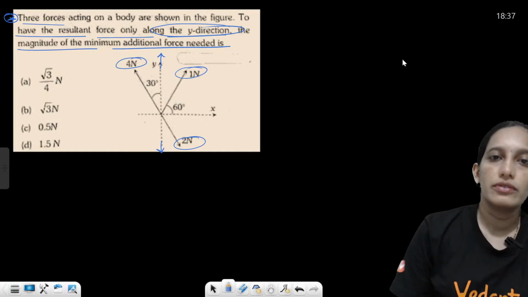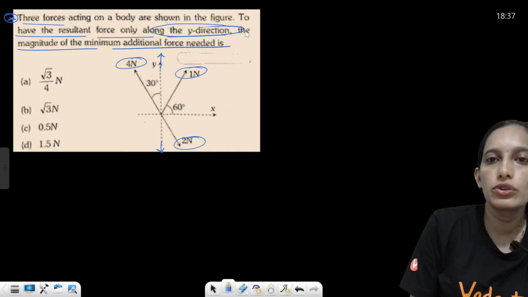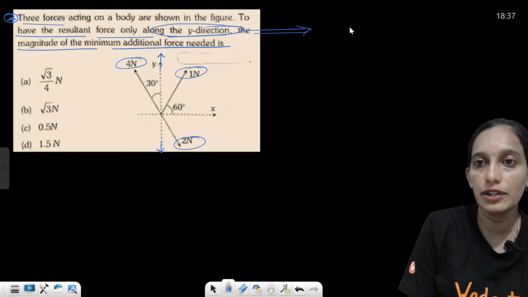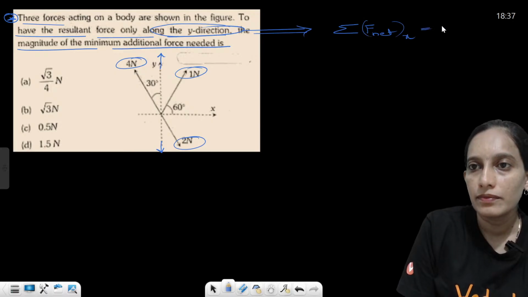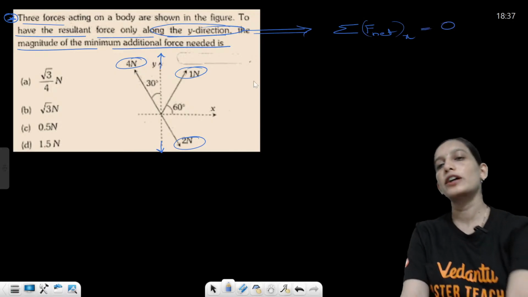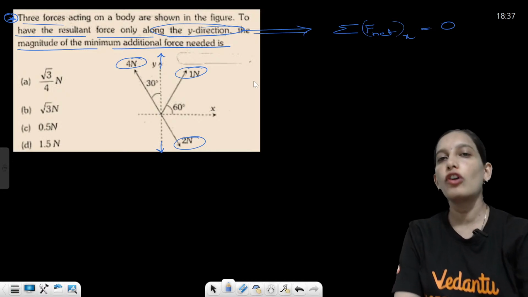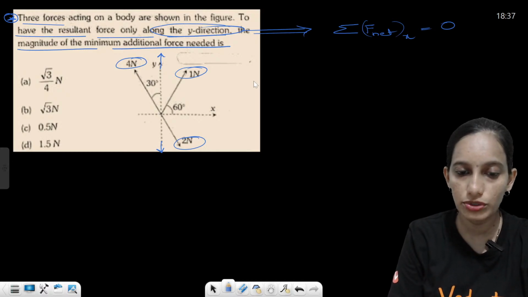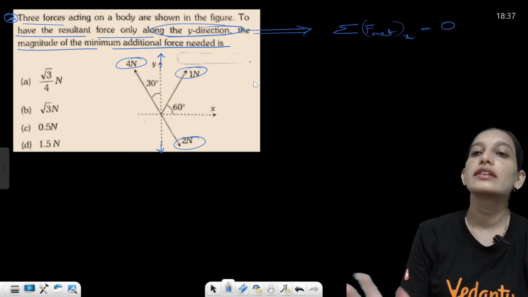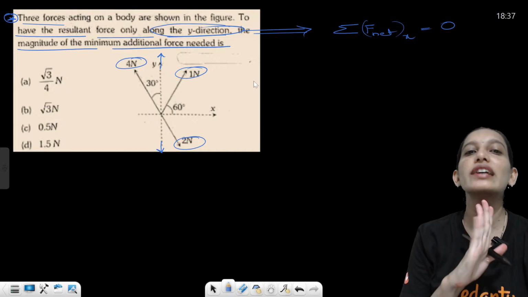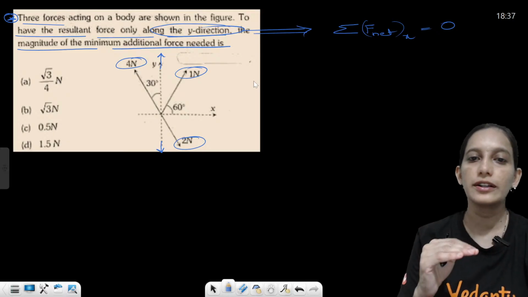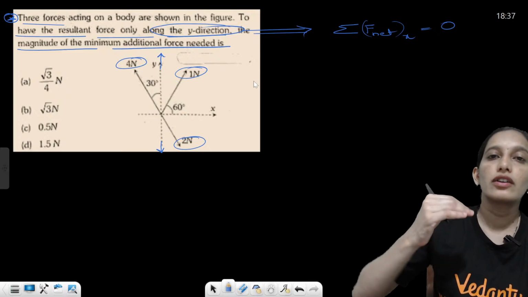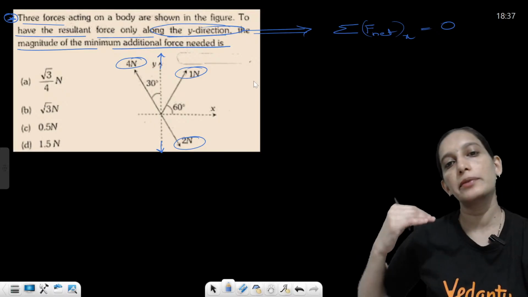Okay, so if the resultant force should be only along y direction, the net force along x axis must be equal to 0. Do you agree? The net force along x axis must be equal to 0, only then the resultant force will be acting only along y axis. So now what do we do? Let us go on taking the x component of the given three forces.